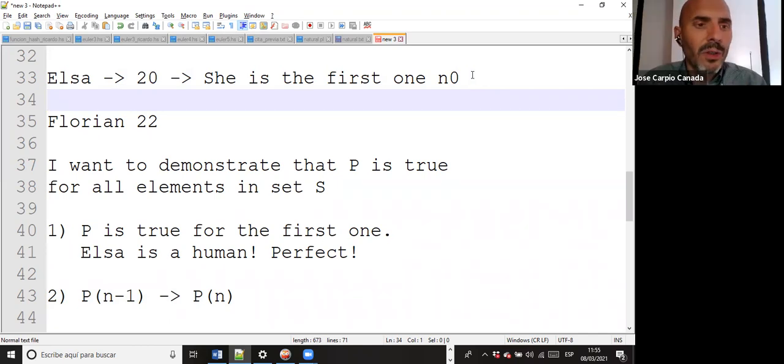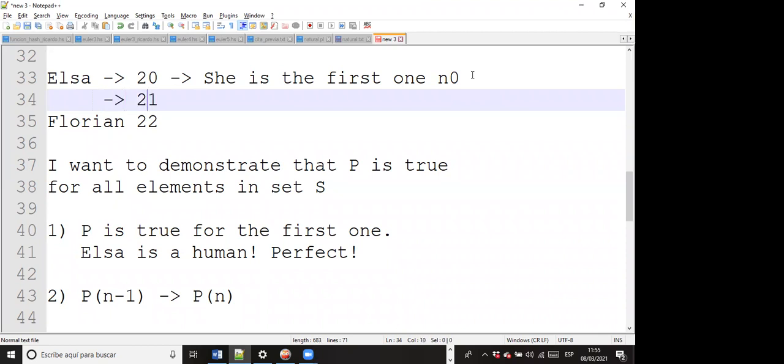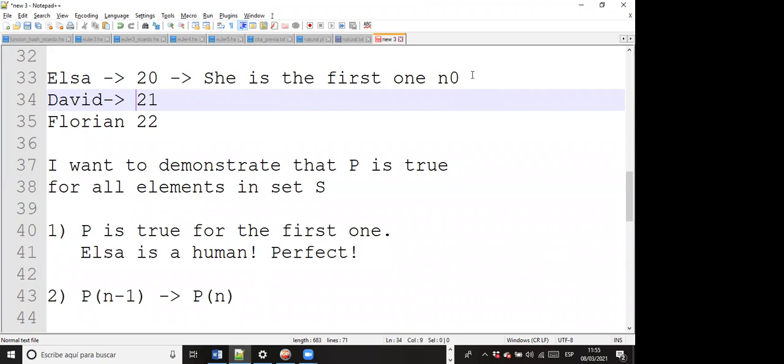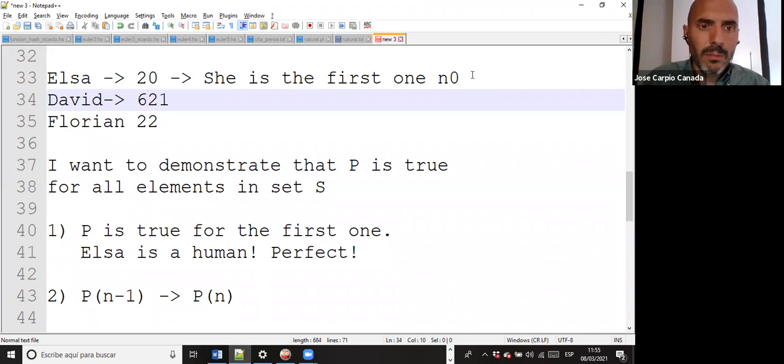Who said I have 21? I have. What's your name? David. David has 21. Okay, David 21. And who has 21? In which month? David? June. June 6? Yes. 21/6.